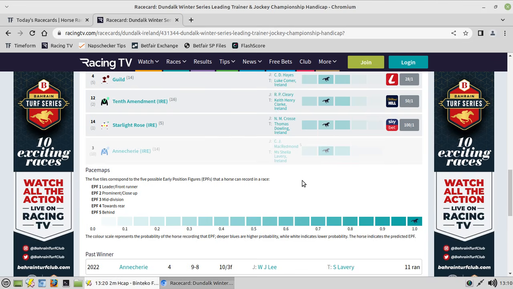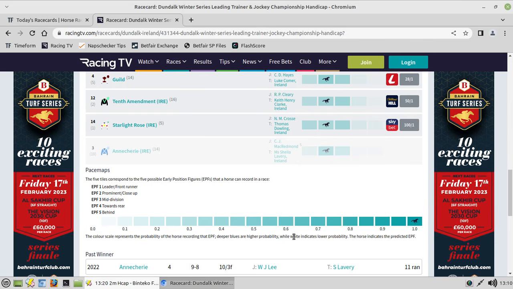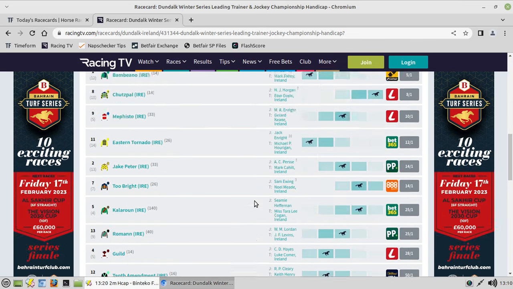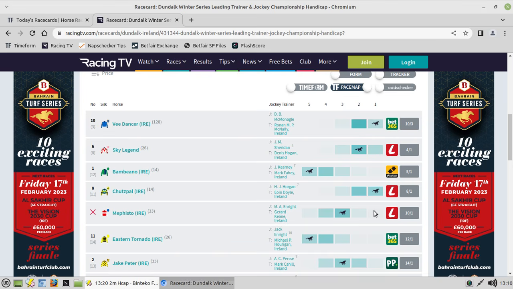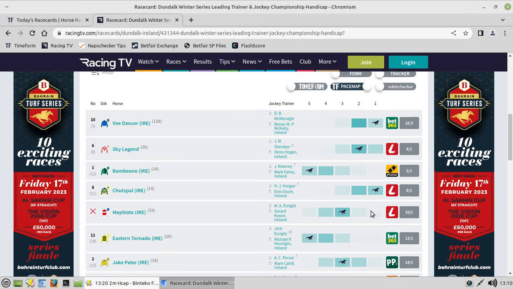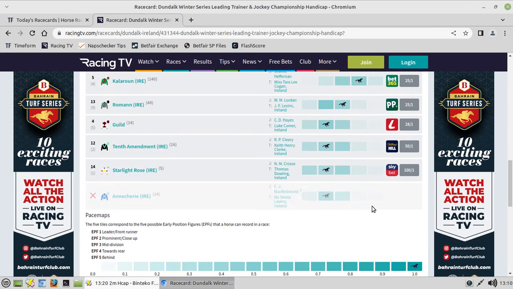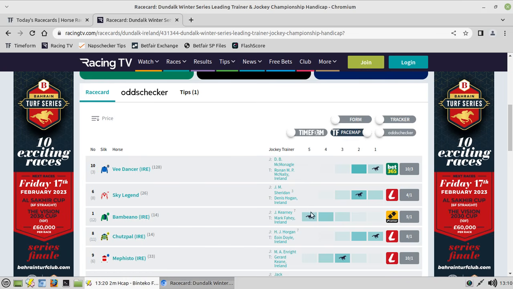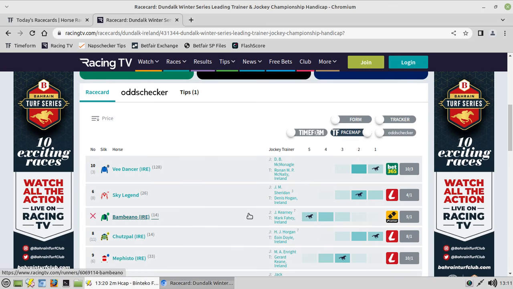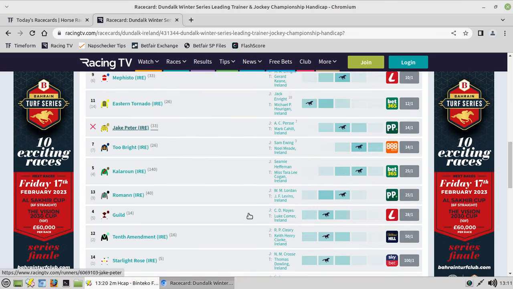So what I was doing for my selections at that time was actually mixing and matching. I wasn't going for an out-and-out front runner, which would be represented in the first column, and I wasn't looking for a complete hold-up horse that runs right at the back of the field.